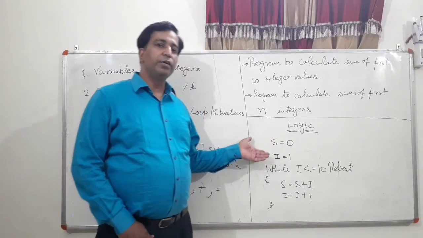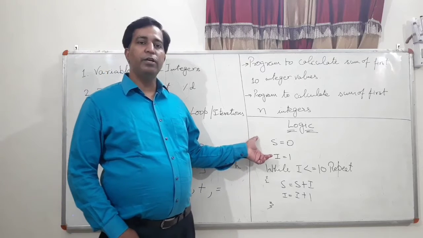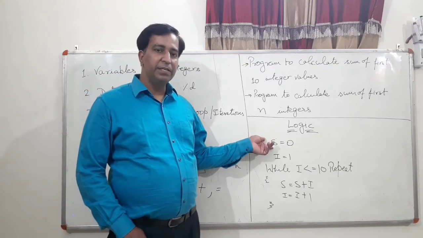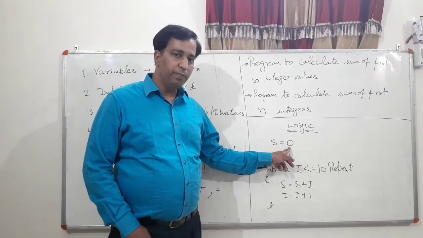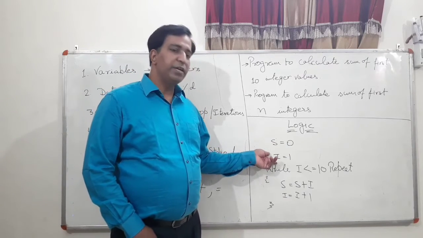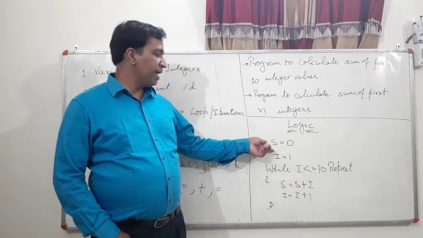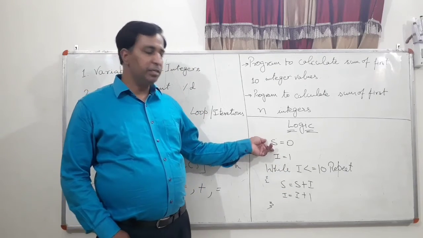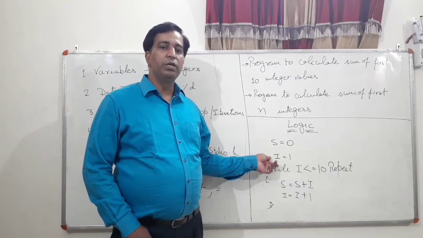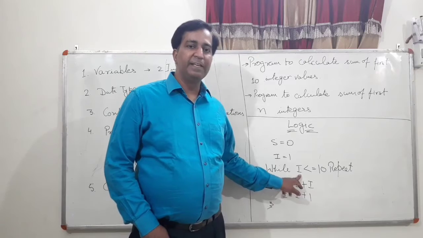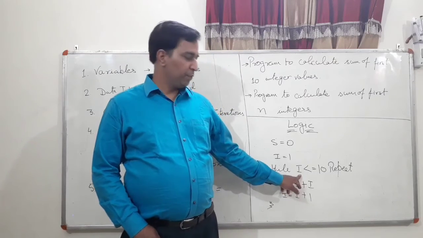The logic that we are using here is we are going to take two variables. Here I have taken one variable s, which I have initialized to 0, and the next variable is i, which I have initialized to 1. Now s will be used to calculate the result and i will be used to run the loop. The loop will run as long as i's value is less than or equal to 10, right?